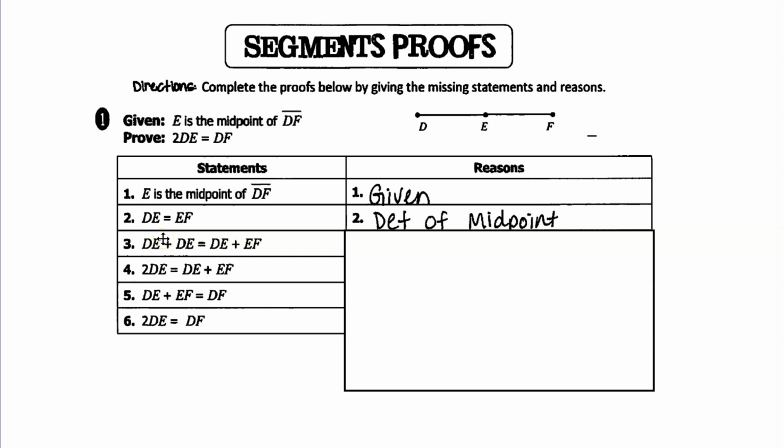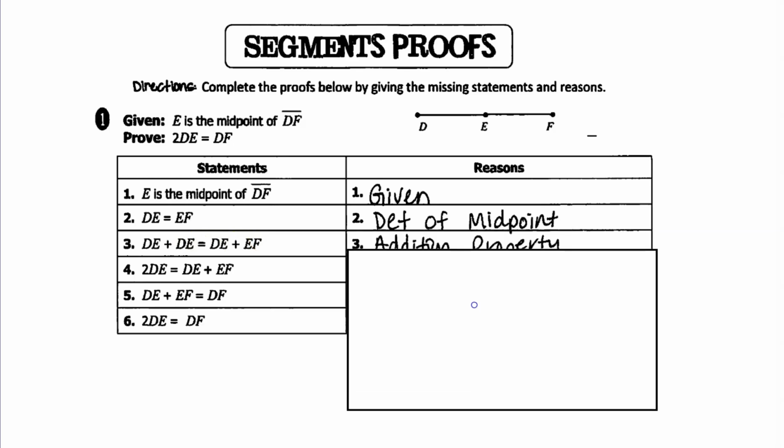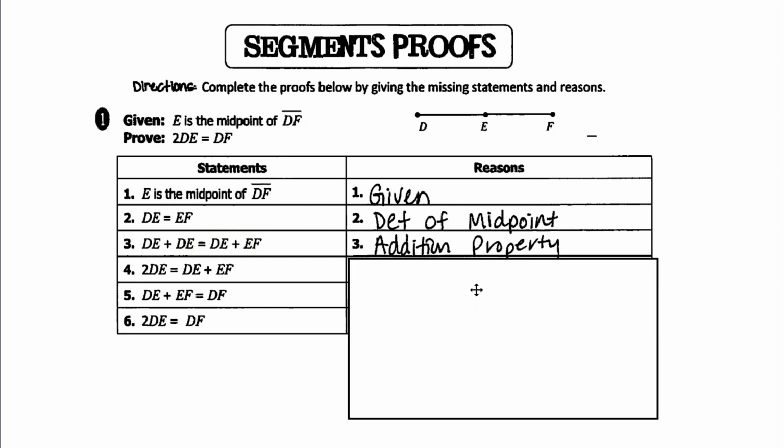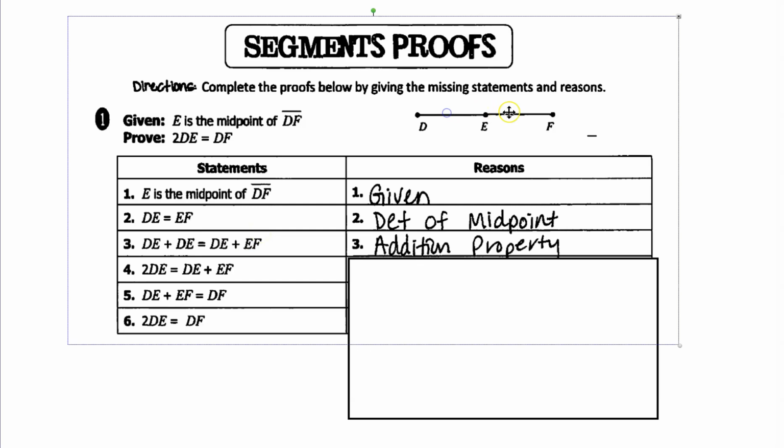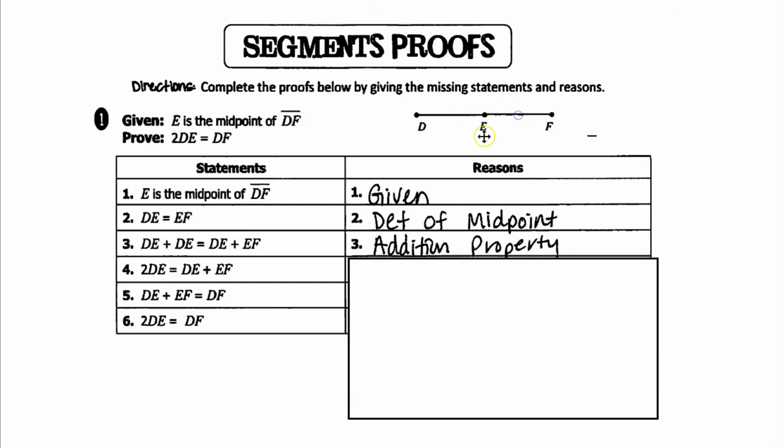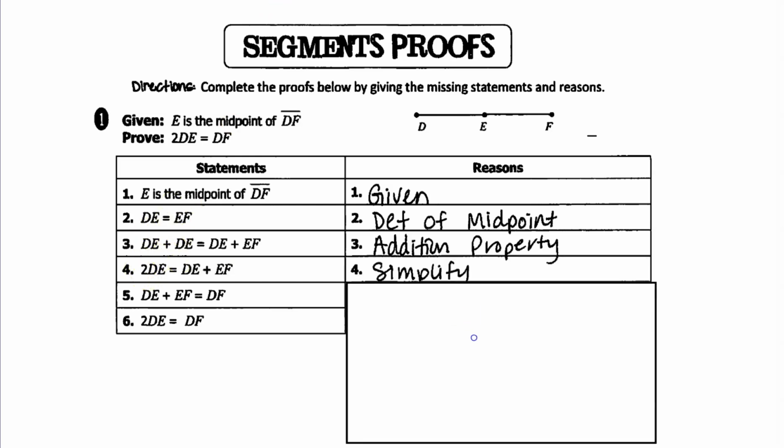DE plus DE equals DE plus DF. That is the addition property. Why? Well, when you think about it, DE plus DE is the same as DE plus EF. Why is that? Well, because they're the same, right? Doesn't DE equal EF? Two DEs equals DE plus EF. The only thing that happened here is that it combined the two DEs. It combined like terms, or simplified.